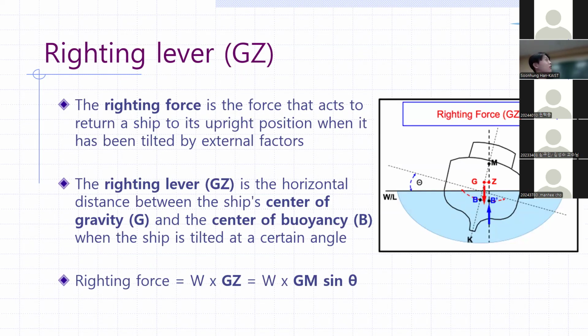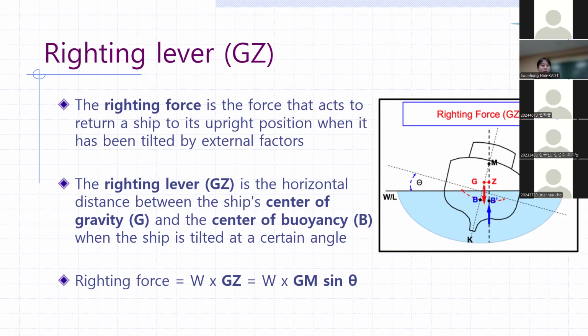And this is about the righting lever. It's related to the righting force of the ship. The righting force is the force that acts to return a ship to its upright position when it is being tilted by external forces. And the righting lever is the horizontal distance between the ship's center of gravity and the center of buoyancy when the ship is tilted at a certain angle.